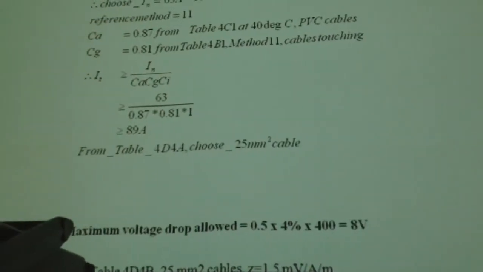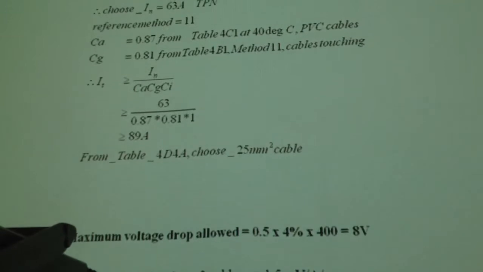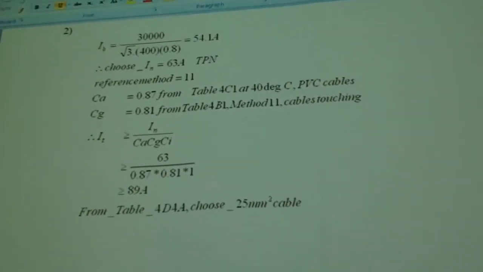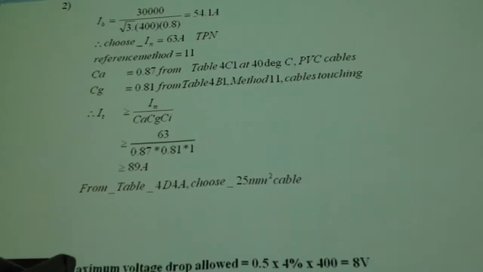So again, I use the same formula. P is equal to root 3 V I cosine phi, and find out what is my design current. I can find out that it's equal to 54.1 amp. Again, we need to know the formula.